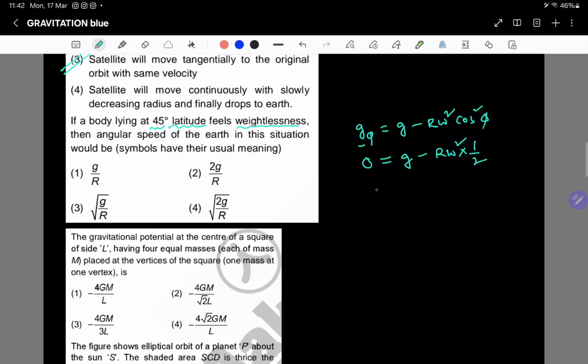The question here: what is the angular speed of the earth in this situation? Omega is asked, students. Just here omega square r by 2 equal to g, omega square equal to 2g by r, omega equal to under root of 2g by r. So the angular speed is nothing but under root of 2g by r. Fourth option is correct. Important model, students, very important.